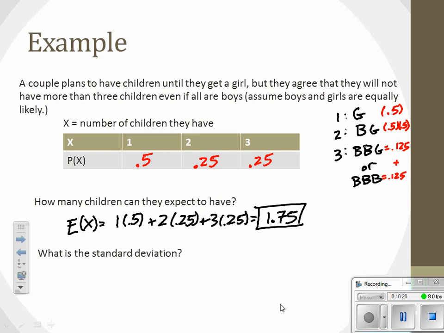Common sense says that if they want to have a girl and it's a 50-50 shot, it's probably going to have pretty close, right? We're thinking if half of them are boys, half of them are girls, 2 children would probably give them a really, really good chance of having a girl. And that's what we see if we round there.